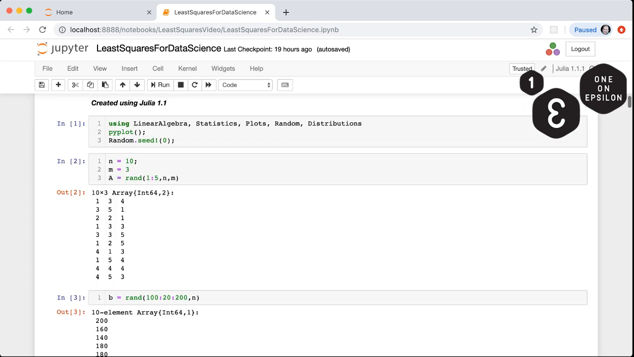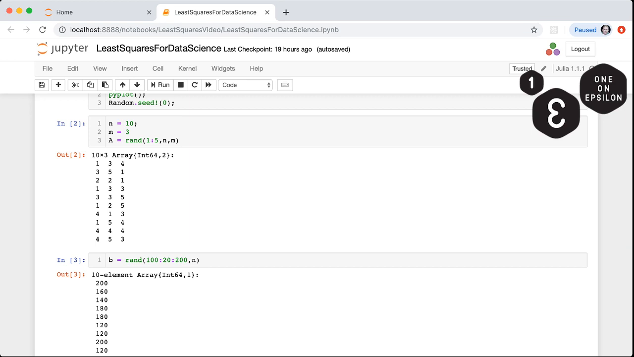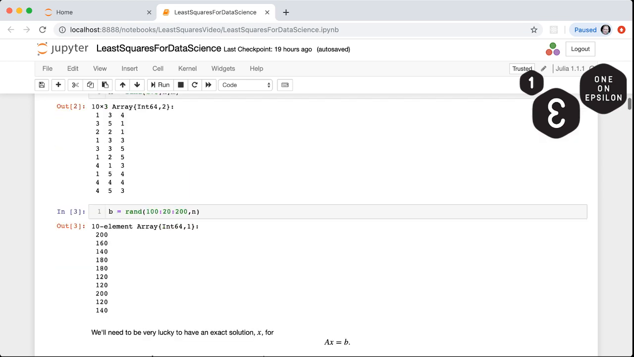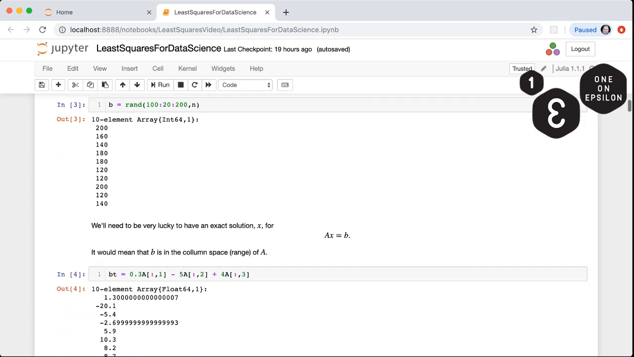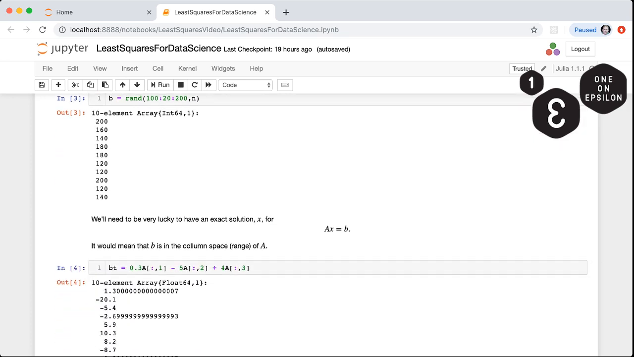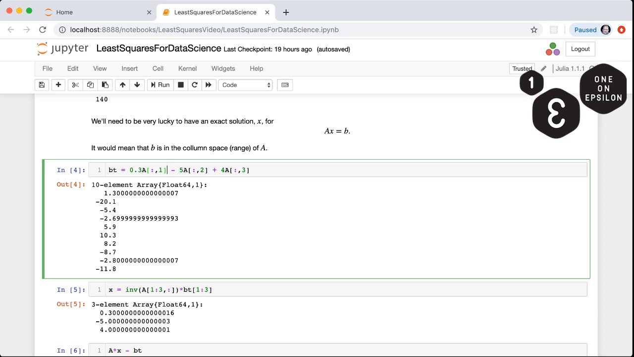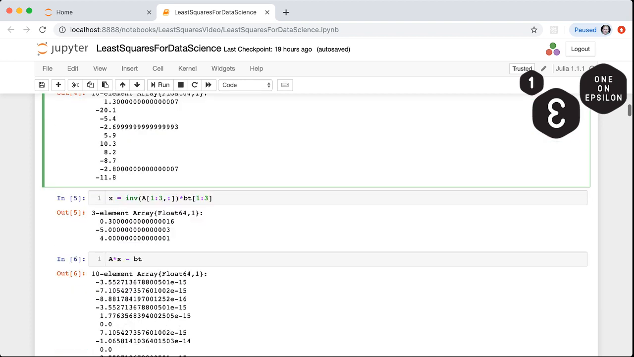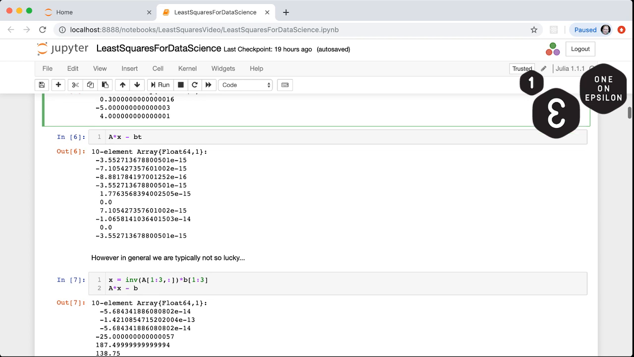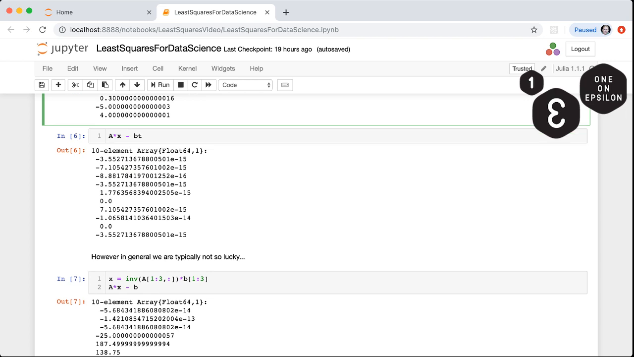So we start with a rectangular matrix A, a 10 by 3 matrix, and a vector b, and we would ideally like to find a solution to Ax equals b. However, this system of equations is overdetermined. If we have a b which happens to be in the column space of A, then great, we can find such a solution x, so that Ax minus b is indeed a bunch of zeros.